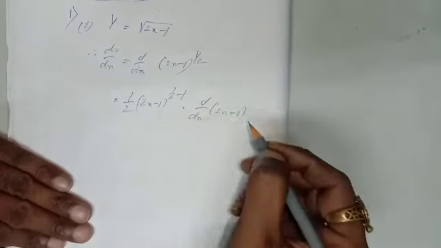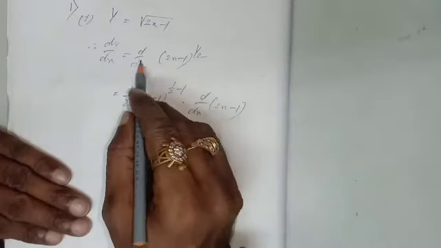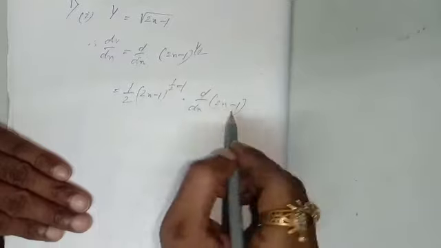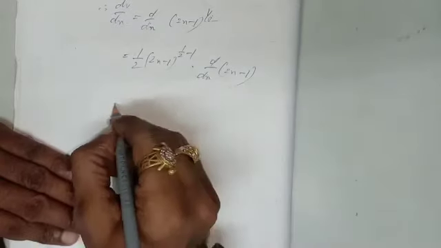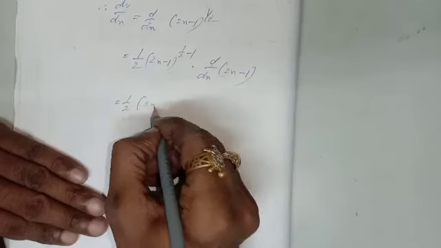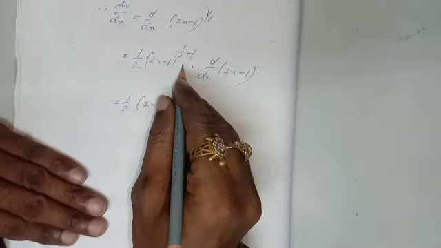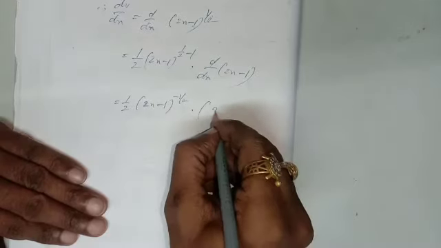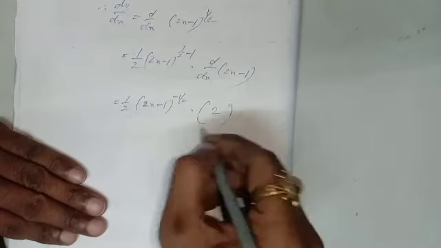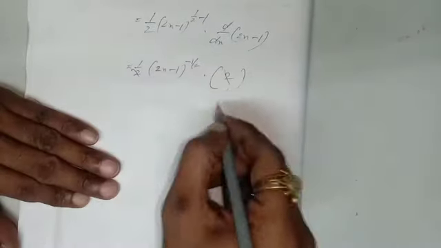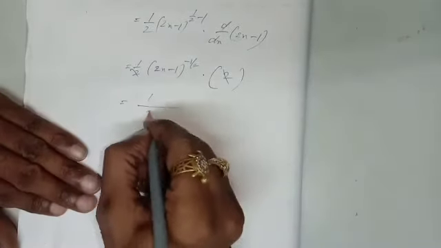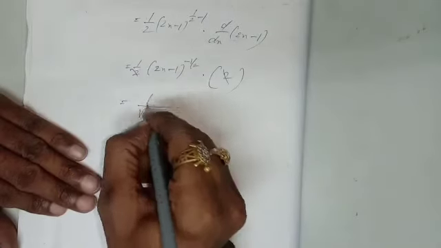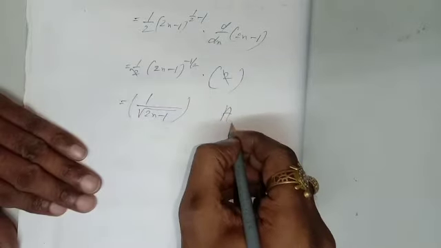This is a composite function. First you find the derivative with respect to the power, then the derivative of what is inside the bracket, that is 2x minus 1. This is the chain rule. It comes half, (2x minus 1), and the power half minus 1 means minus half. The derivative of 2x is 2 and the constant is 0. Now this 2 cancels. The final answer is 1 by root over 2x minus 1, and this is the answer of number 1 first part.